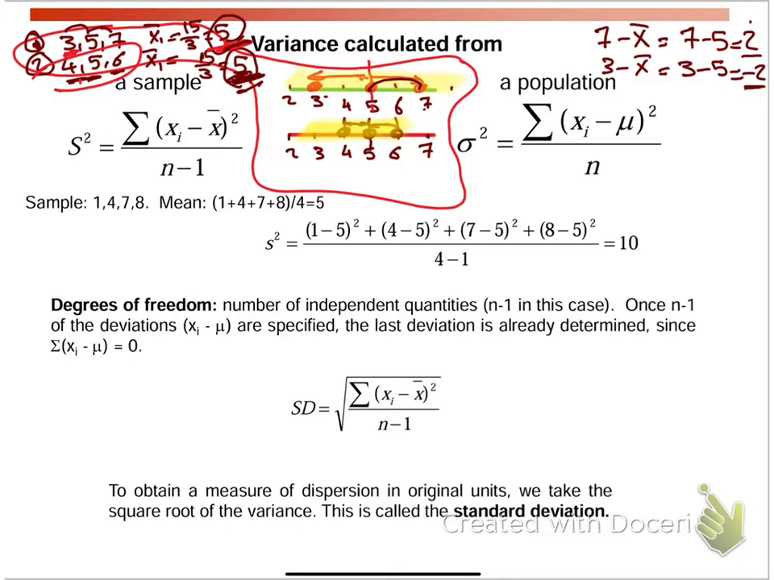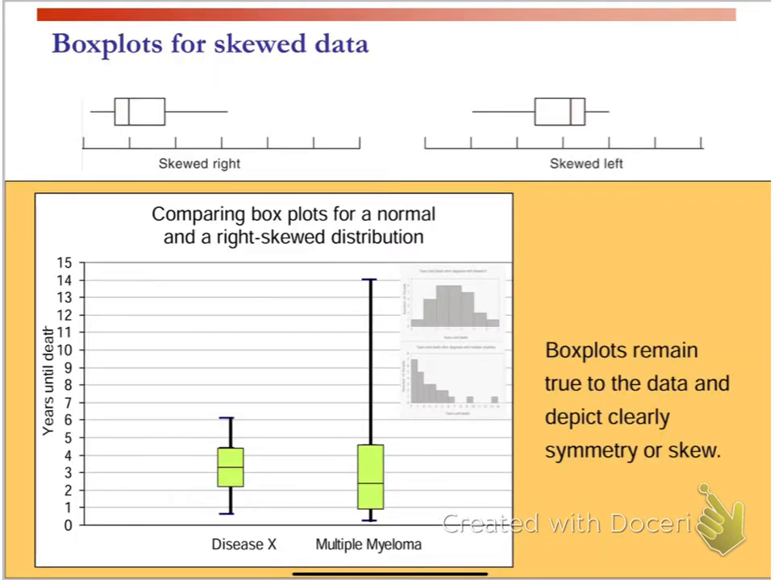For the second set, it will be 4 minus x bar, this second x bar, equals 4 minus 5, equals minus 1. And the second one will be 6 minus x bar, which is 6 minus 5, equals 1. So here we have 1 and minus 1, and in the first set 2 and minus 2.